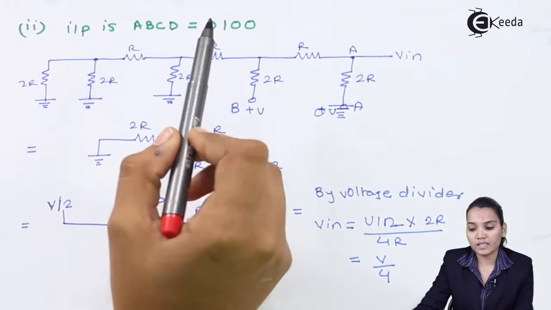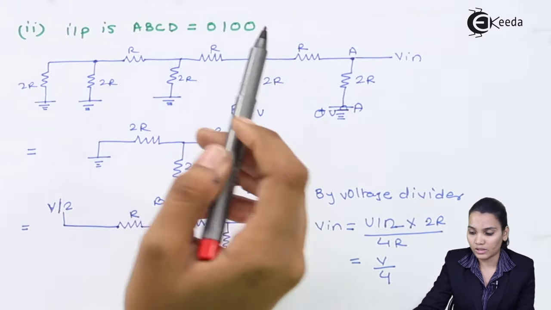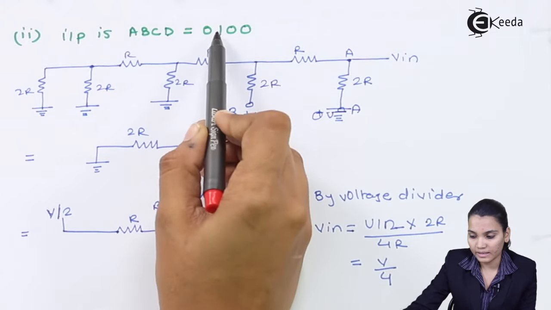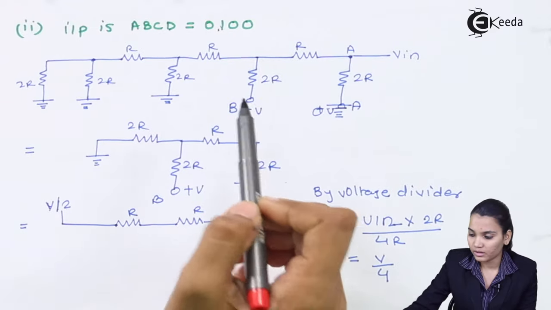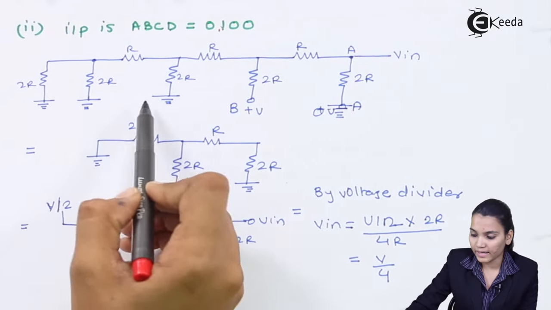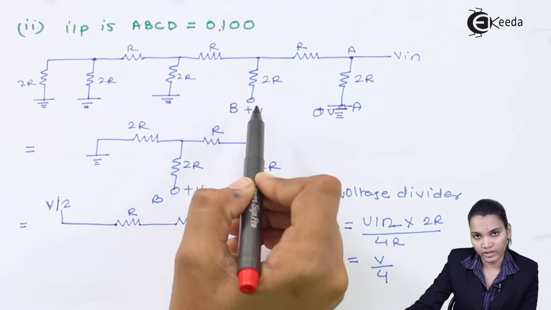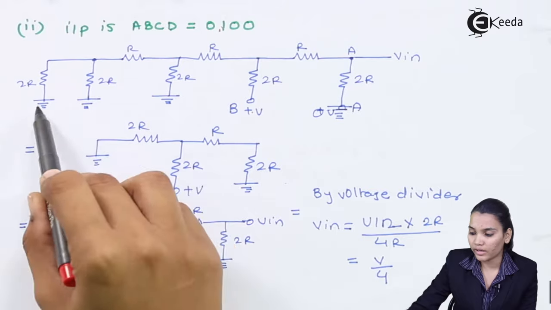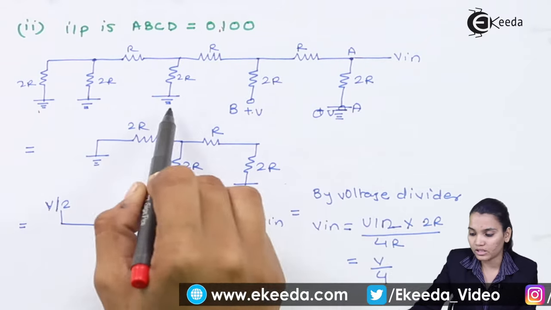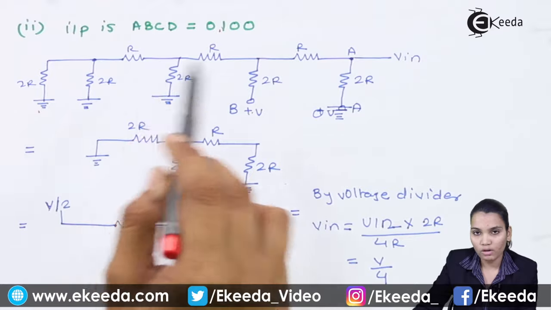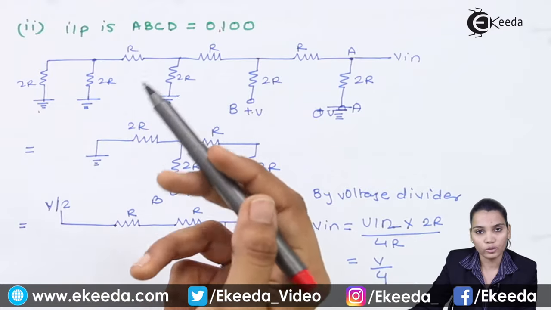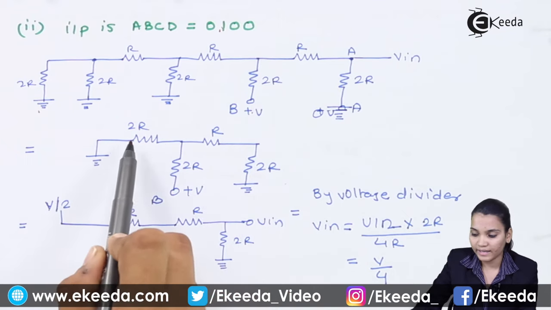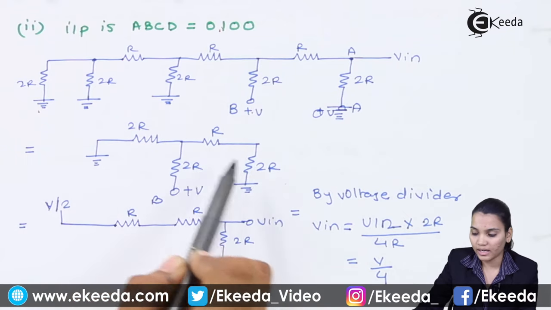Now let's see the next input, ABCD is equal to 0, 1, 0, 0. Here, the input is applied and the third bit is 1. Therefore, from here, first, second and third, this third bit is 1. Therefore, we have given the high voltage value, that is the plus V, and every other input is grounded, that is 0 voltage. So after simplifying this by using the simple calculations of parallel and series networks, what will we get? We will get 2R and this 2R and this R and 2R.